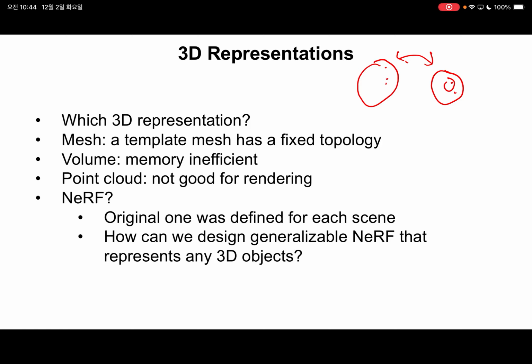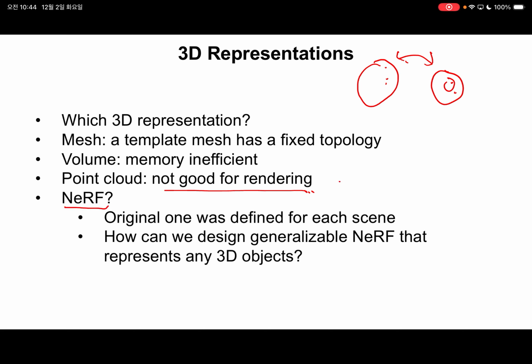Volume is not restricted to a specific topology, but the problem is that it is memory inefficient. We need to define a high resolution volume to get details of the object geometry, but that takes a huge amount of memory. So volume might not be a good option. Point cloud, point cloud, actually it is not good for rendering. It is too sparse, right? Each point has no scale. So at that time, 3D-GS was not presented, so 3D-GS is not an option.